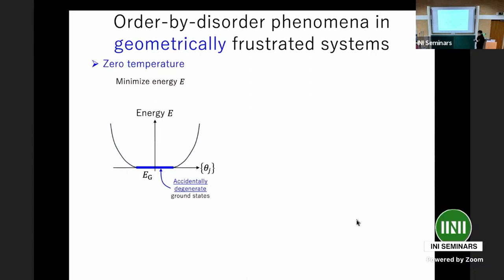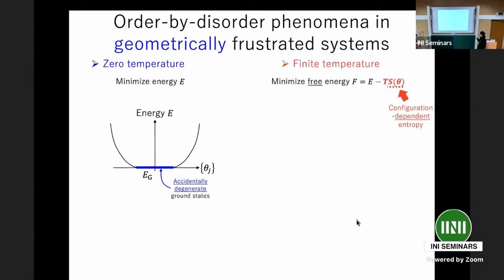So now, having established this direct analogy, I'm going to ask what happens in a many-body state. As I have told you, in the geometrically frustrated case, this kind of accidentally degenerate ground state can give rise to the so-called order by disorder phenomenon. Just to recall, at zero temperature you minimize the energy, and in geometrically frustrated systems you get this accidentally degenerate ground state.